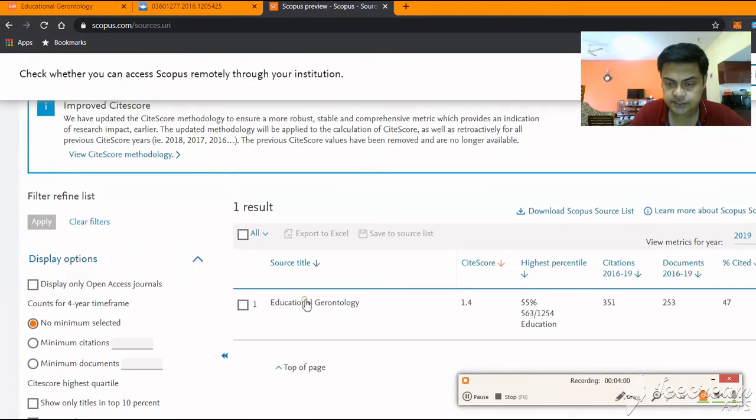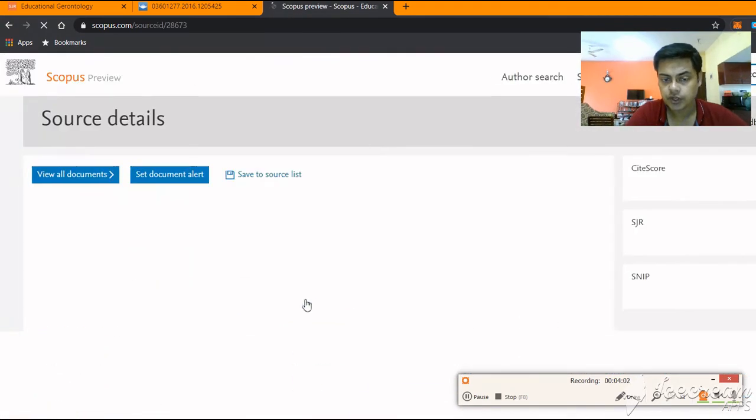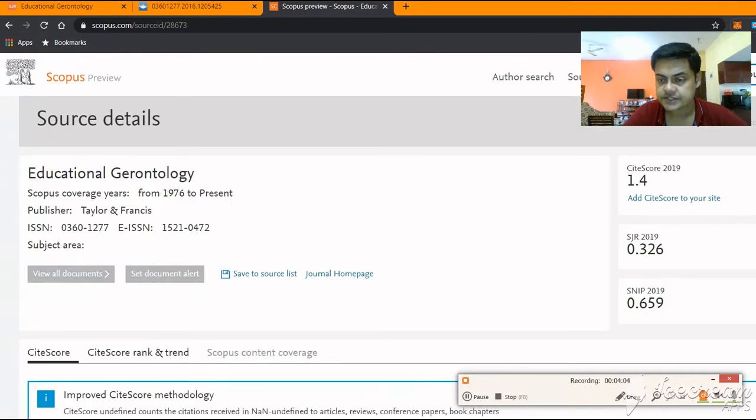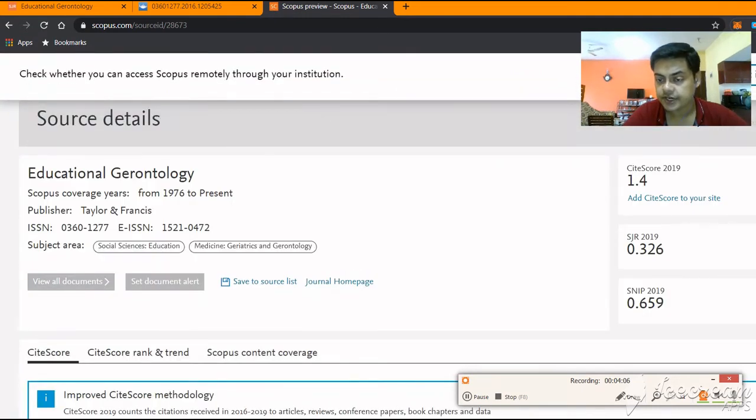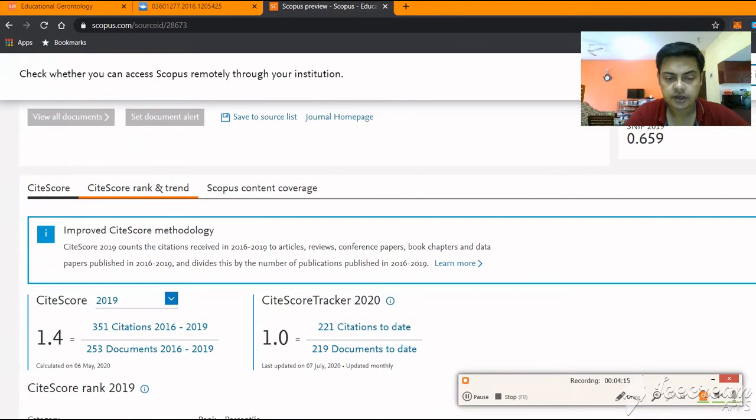Let us see the CiteScore. 1.4 is the CiteScore. Let us see the pattern of the CiteScore and the SJR value. SJR is 0.326, 0.33, and it's a continuous journal from 1976. So that's a good thing. CiteScore is 1.4 and this is not a good sign. CiteScore 2019 was 1.4 but CiteScore 2020 is 1.0. So a CiteScore coming down is not a good signal, but it is neither a very bad signal. So we can probably consider this journal.